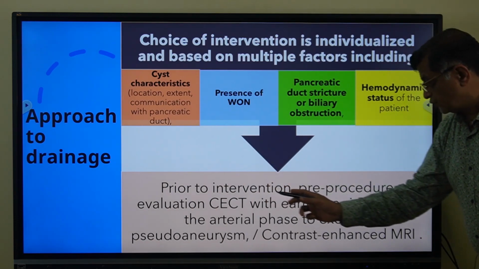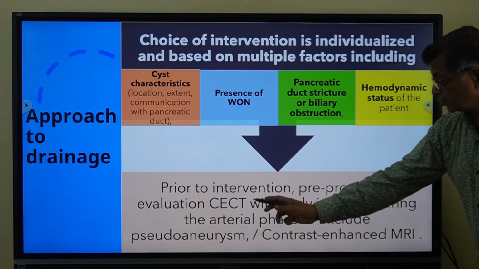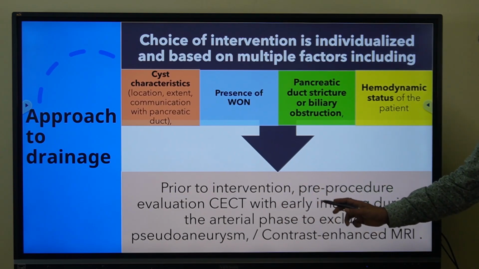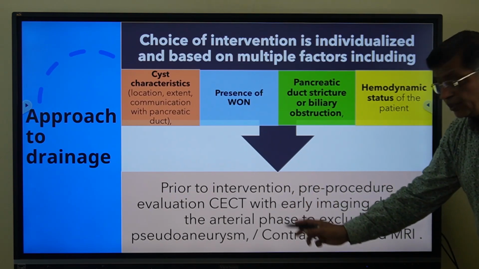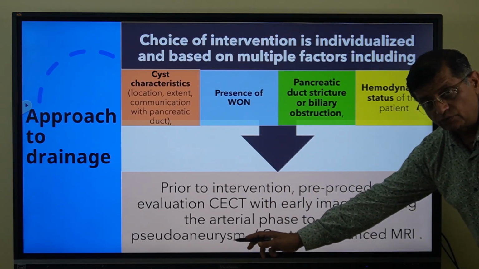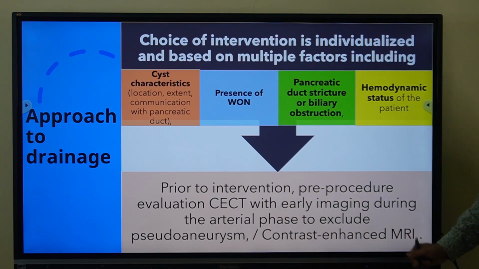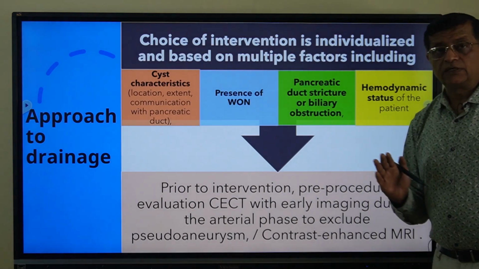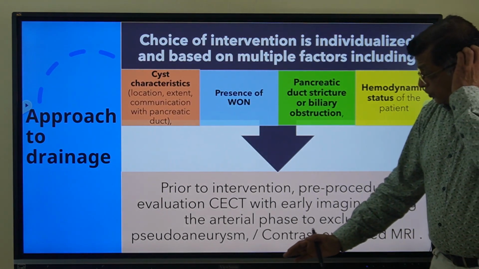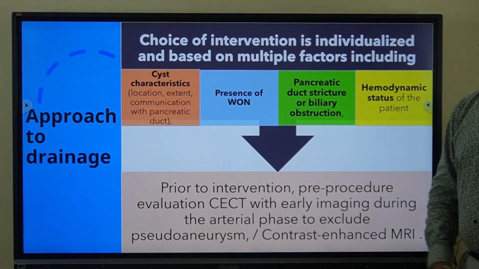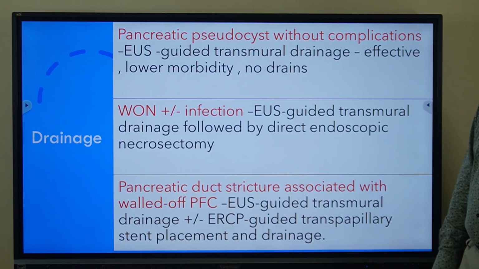And prior to intervention, pre-procedure evaluation with CT scan with early imaging during the arterial phase to rule out pseudoaneurysm. We'll come to pseudoaneurysm. This is a must. So contrast enhanced CT scan with evaluation during the arterial phase is a must before doing the interventions.